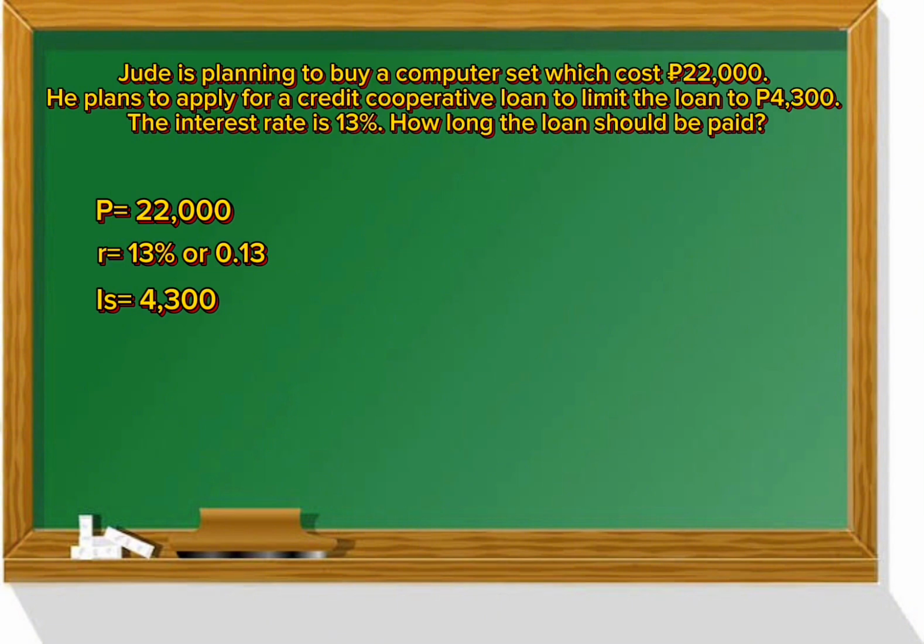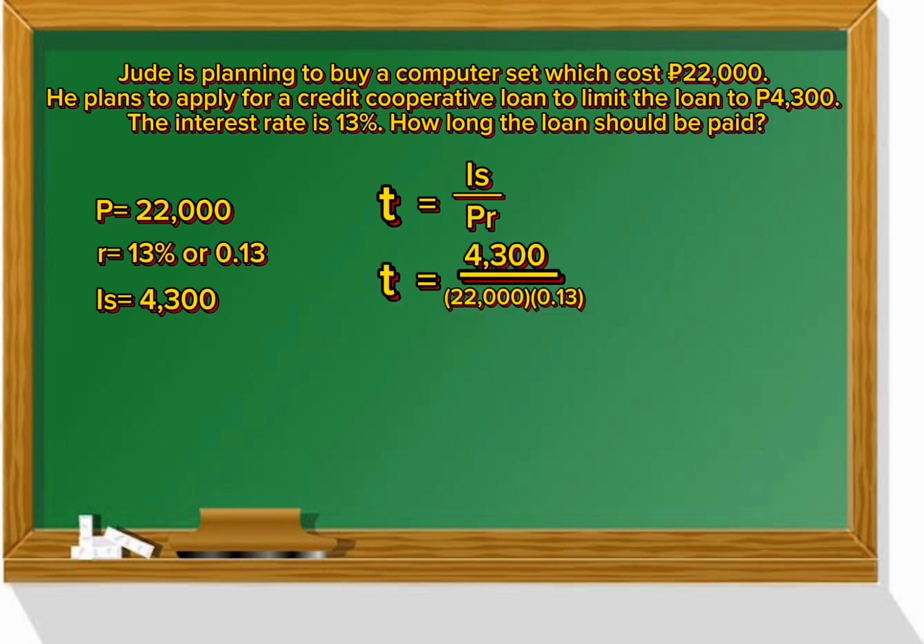So our formula is T is equal to simple interest over principal times rate, which is 4,300 over 22,000 times 0.13. And 4,300 divided by 2,860, and the final answer is 1.5 years.